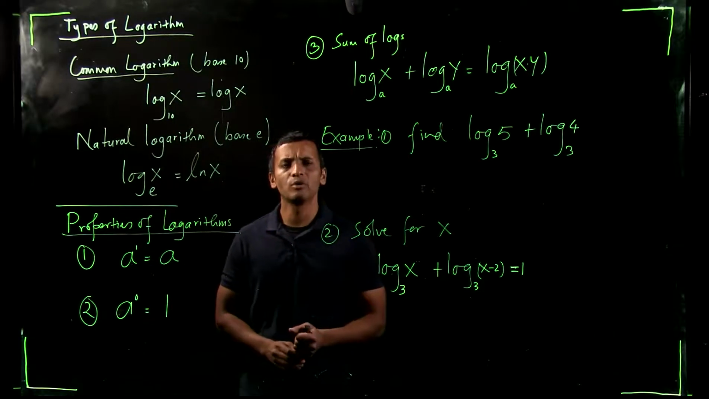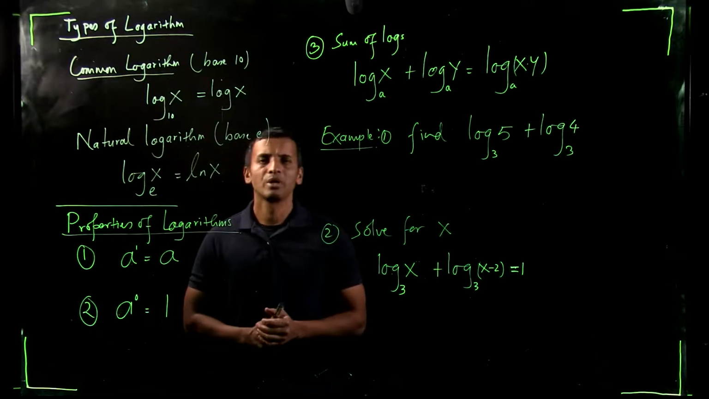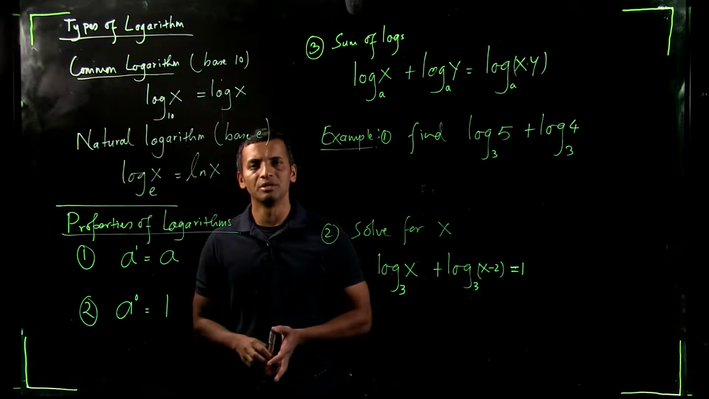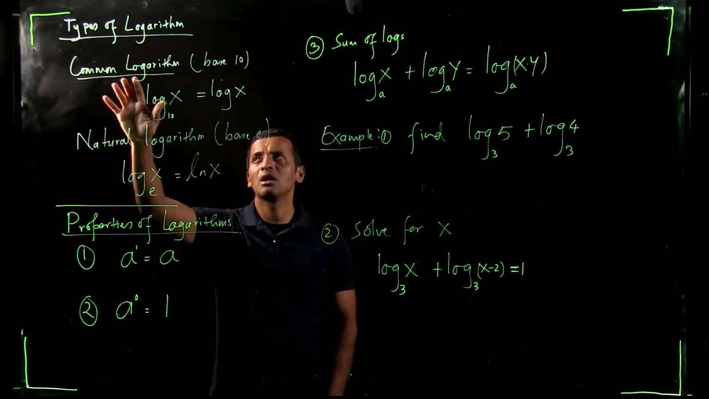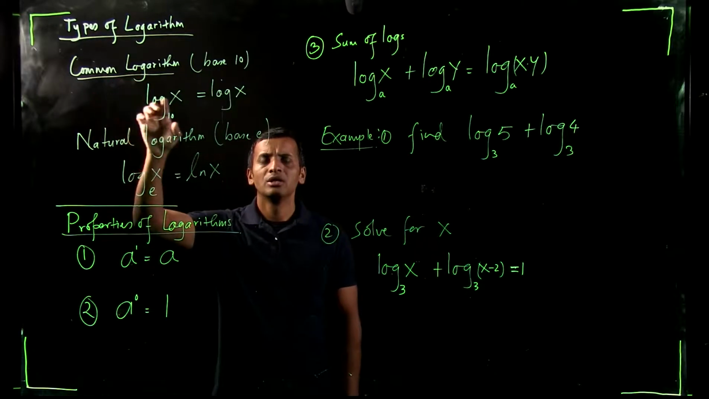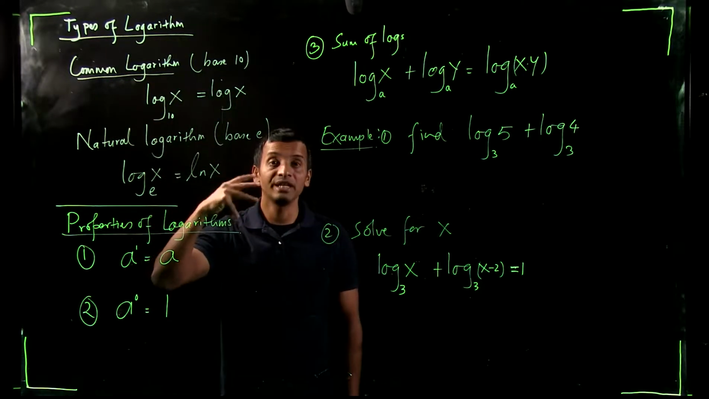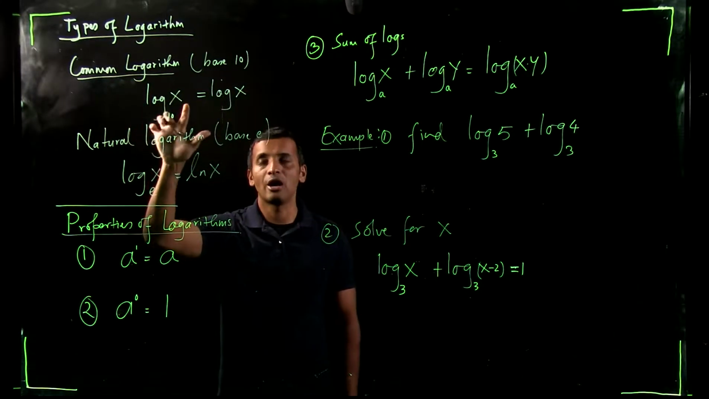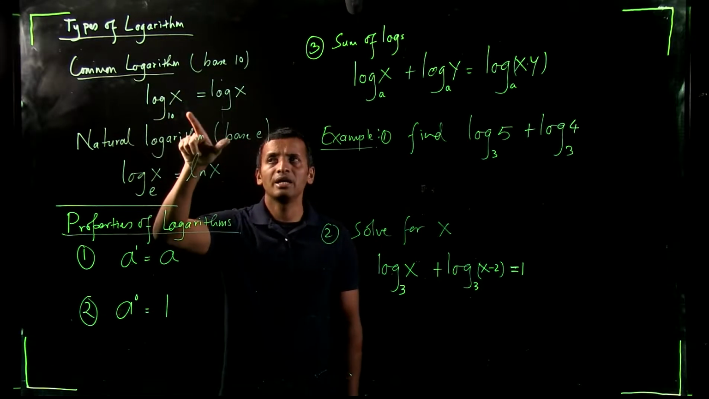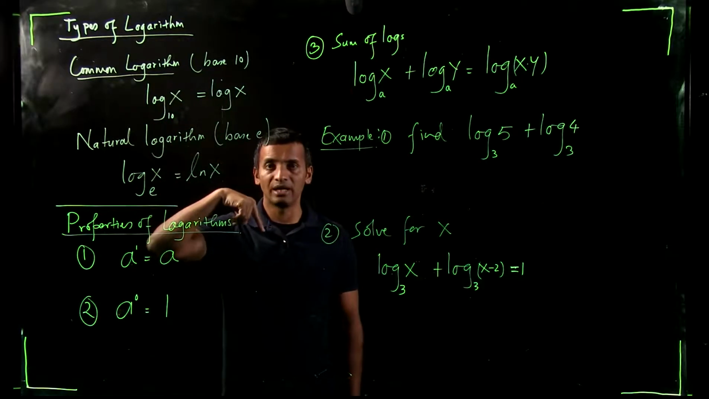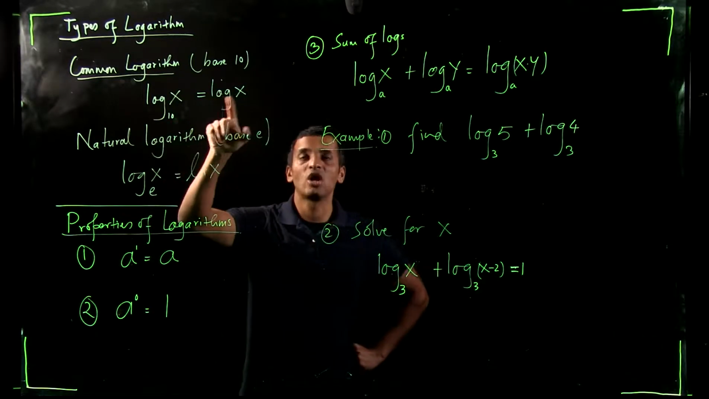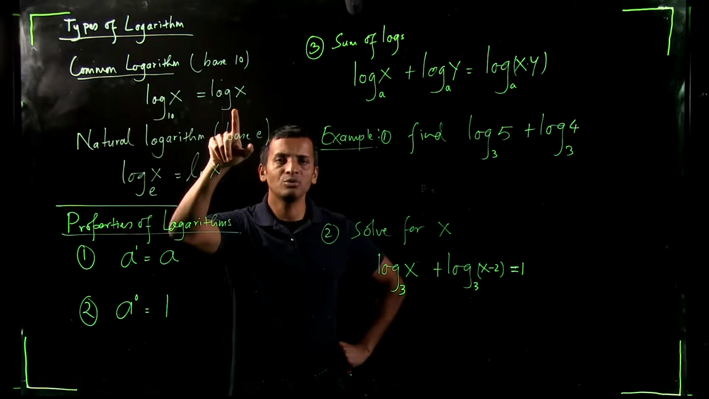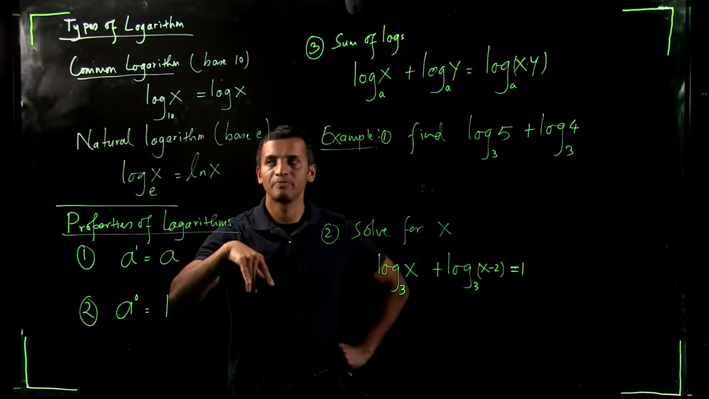In this video, I'm going to talk about some properties of the logarithm. First of all, there are two types of logarithm. One is called the common logarithm. The log with base 10 is called the common logarithm, log of x with base 10. If the base is 10, you don't have to write it. It is understood, so you don't have to write base 10. You just write log x. If there is no base, we understand that it has base 10.